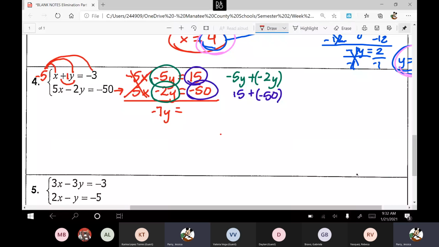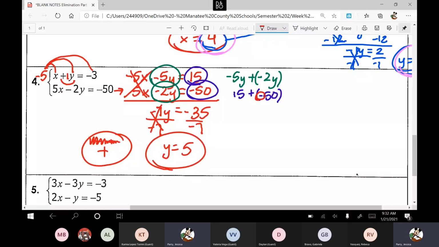15 plus negative 50, they're different signs, so you subtract and keep the sign of the larger number. Subtracting 50 minus 15 is 35. The larger number is 50, so we get a negative 35. Let's keep on going. Divide by negative 7. So then y equals negative divided by a negative is positive, and then 35 divided by 7 is 5. Okay, so we got our first part, y equals 5.